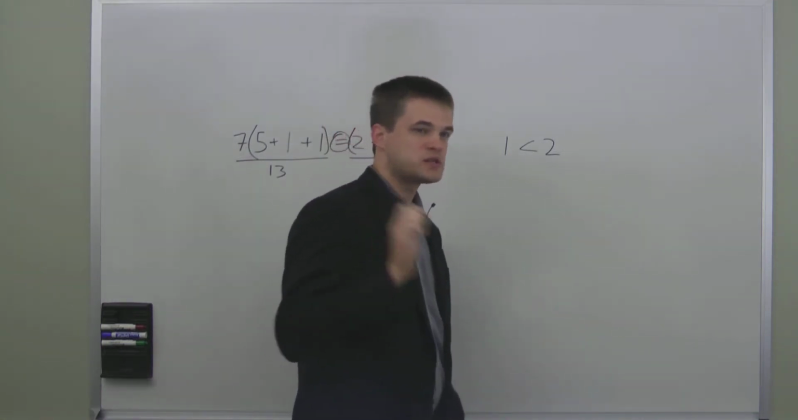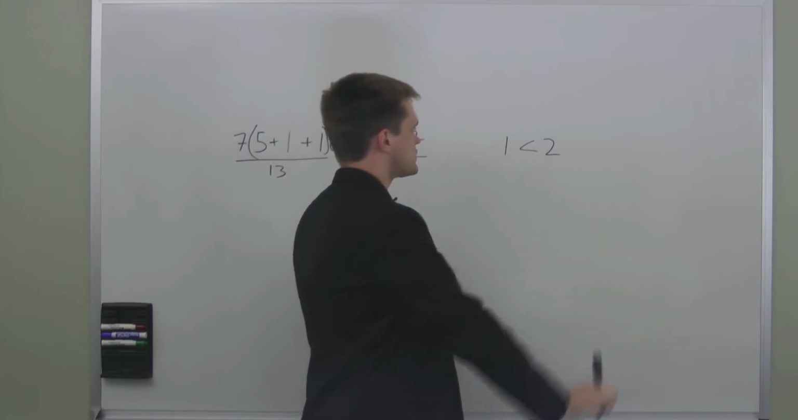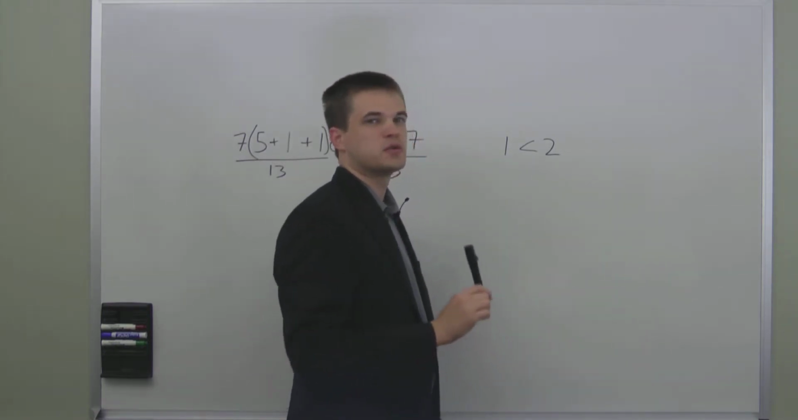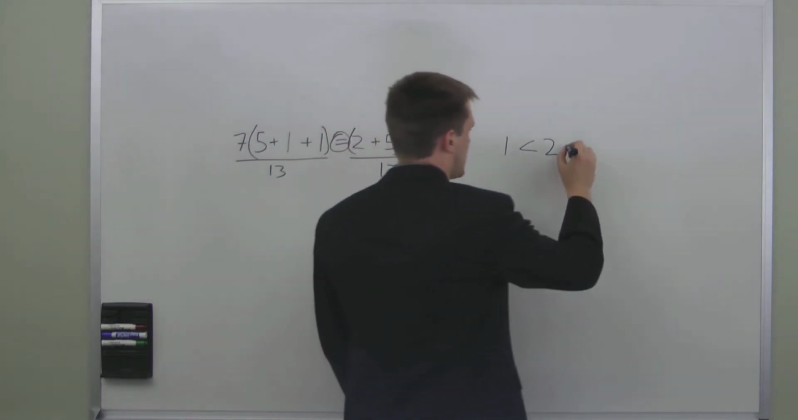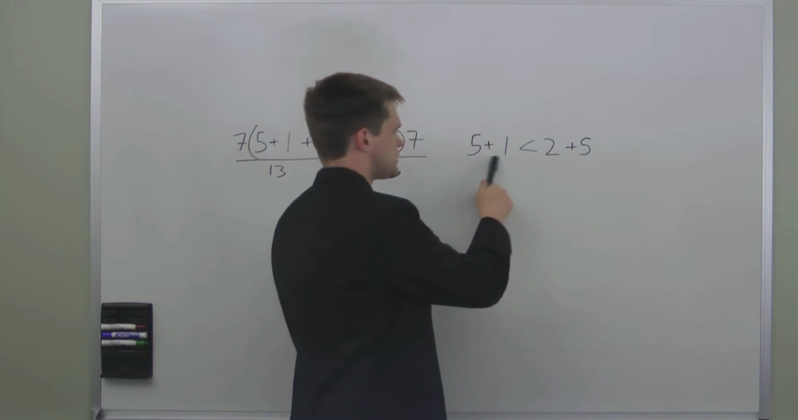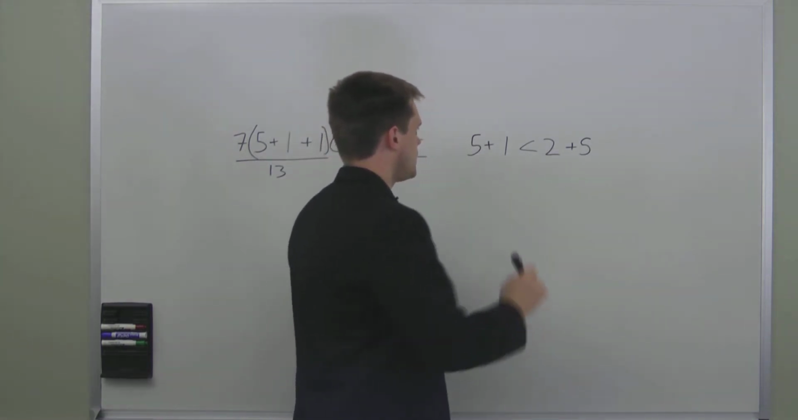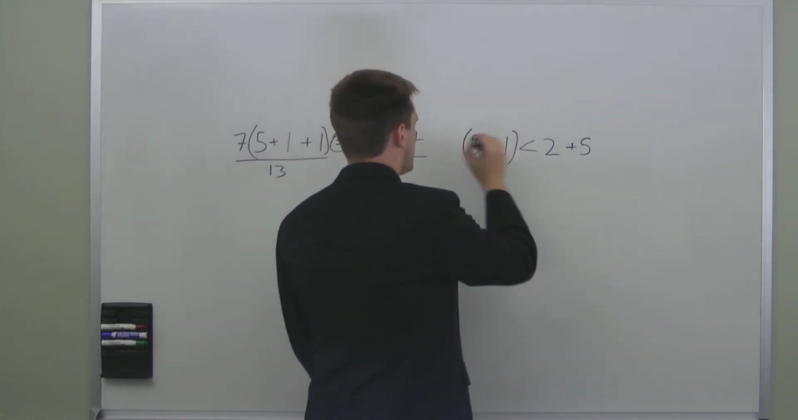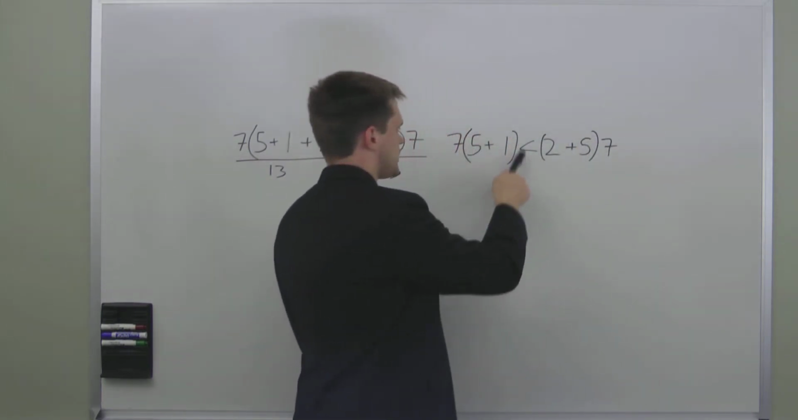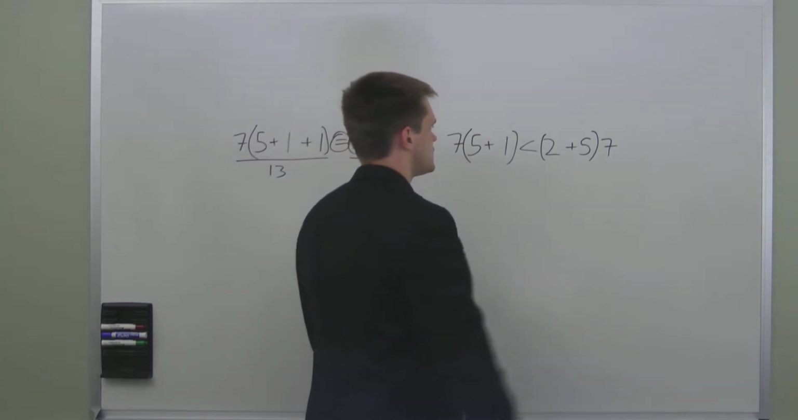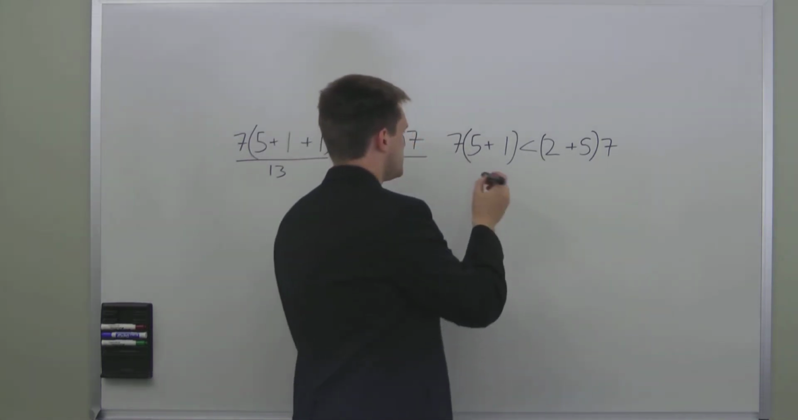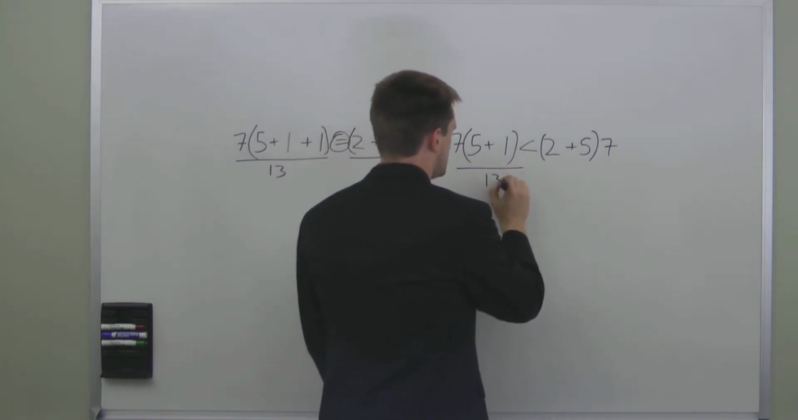And similar to equations, we can perform the same operations on both sides of the inequality sign, and it can remain true. So again, we can add 5 to both sides, and it's still true. 6 is still less than 7. We can multiply both sides by 7, and it's still true. This side is now 42, and this one is equal to 49, so it's still true. And we could divide it by 13, and it's still true.